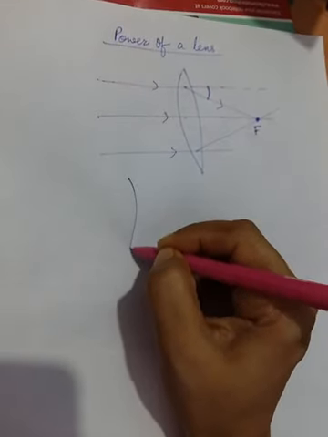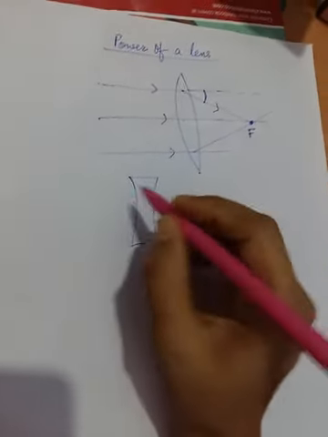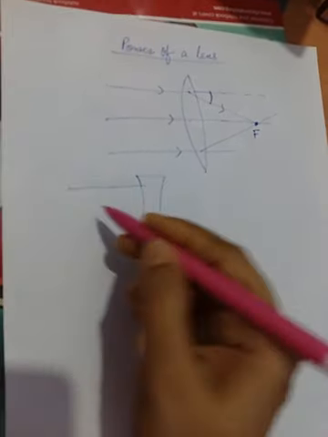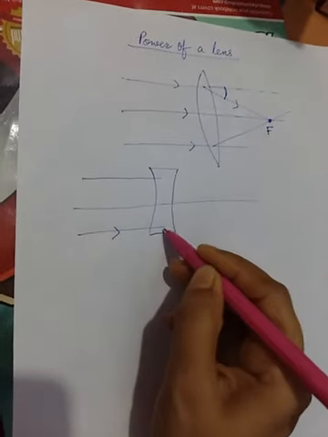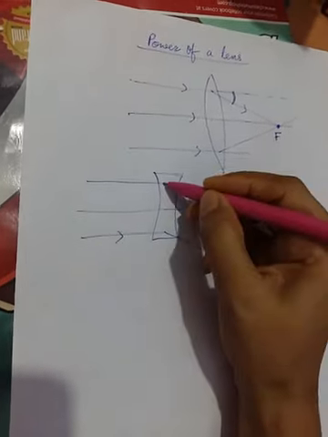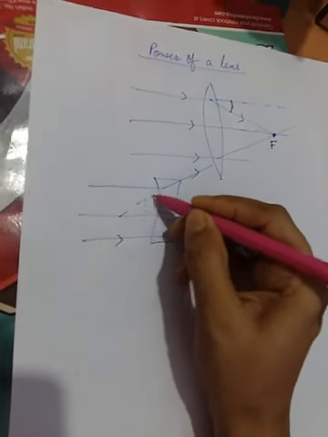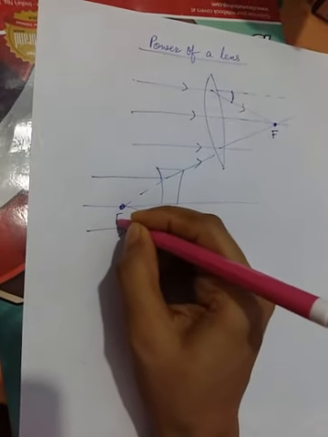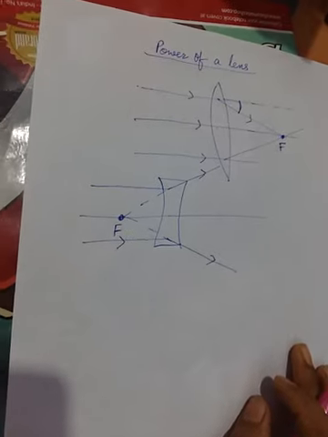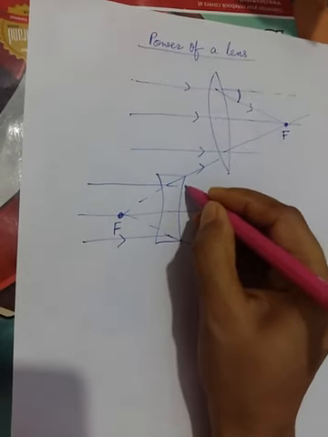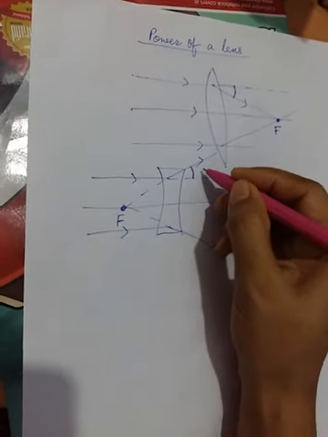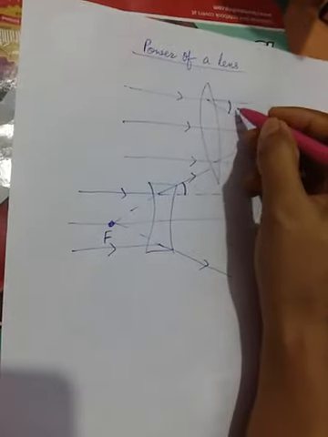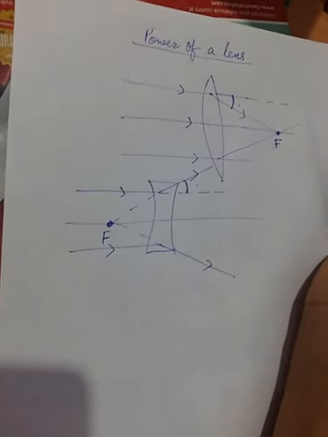Similarly, if we consider one concave lens, then the rays of light which are parallel to the principal axis diverge due to the presence of the lens. Since they diverge, if we produce them backward, they intersect at the point which is your focus. So how much do these rays of light diverge from their original direction? This angle of divergence or angle of convergence gives you the power of the lens.